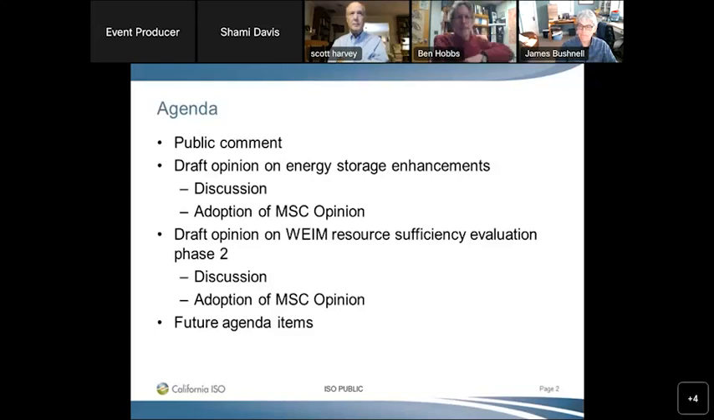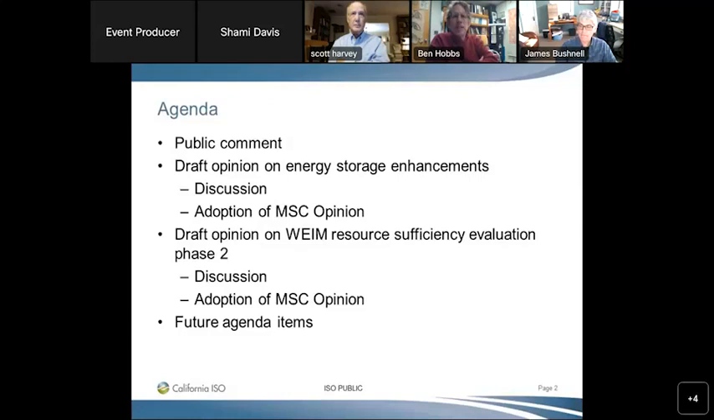We also support the second element of this part of the proposal about exceptional dispatch, and that would compensate storage for ED by calculating foregone revenues through a double counterfactual approach, making two simulations after the fact, after the day, of how you would have used the storage without the exceptional dispatch and then with the exceptional dispatch, and then look at the differences in revenue. This is quite a departure from the ISO's general approach to bid cost recovery, which basically just says, we're not going to let you lose money compared to your as-bid costs.